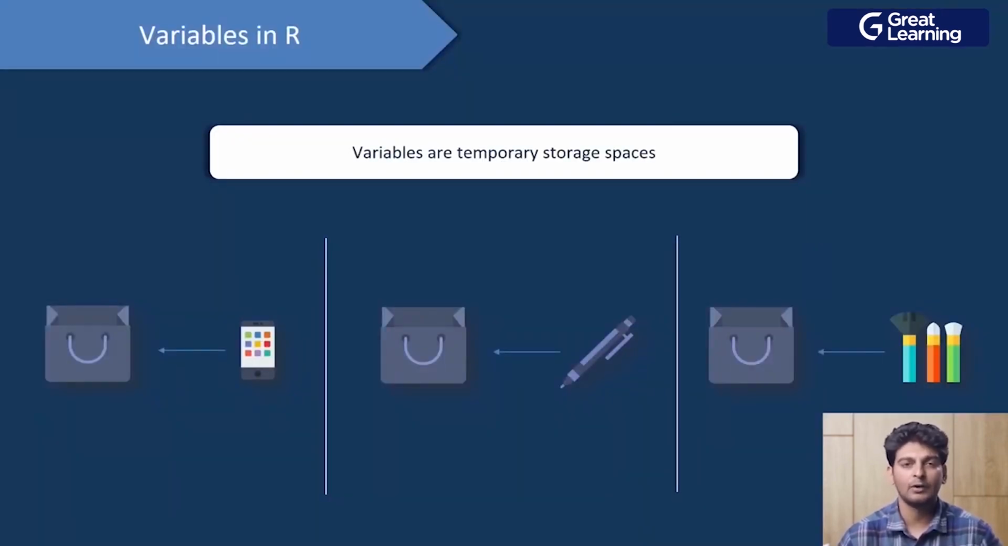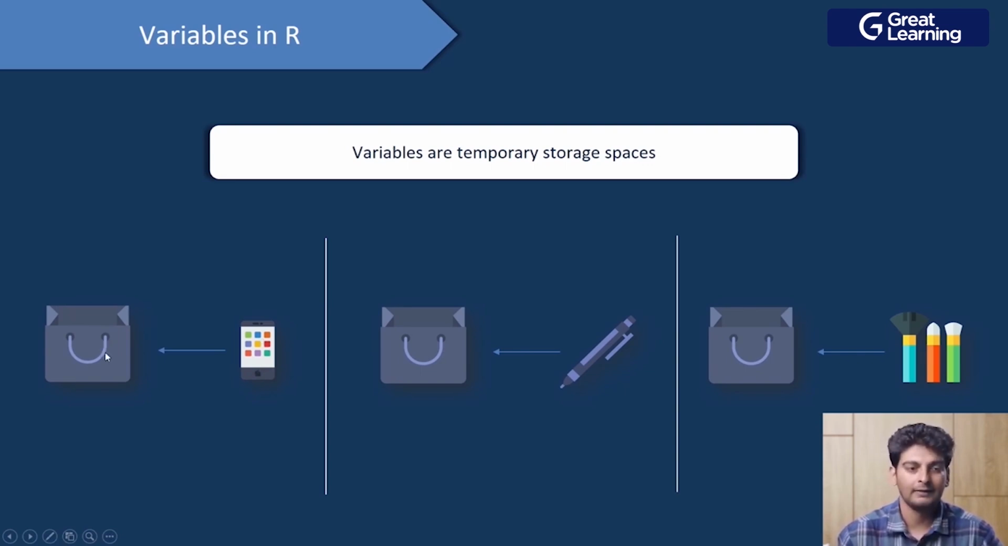So we'll start by understanding what exactly are variables in R. So simply put, variables are just temporary storage spaces. So let's take this example to understand variables in a better way. So you see this shopping bag over here. Now consider that you can only store one item in the shopping bag at one particular time, right? So what you do is you have the shopping bag with you, you go ahead and buy a phone, and then you take this phone and place this inside the shopping bag.